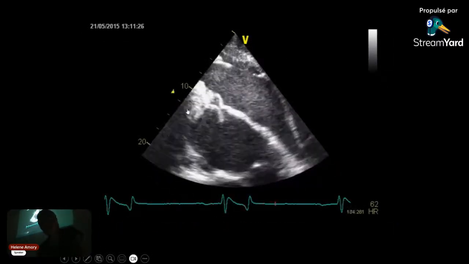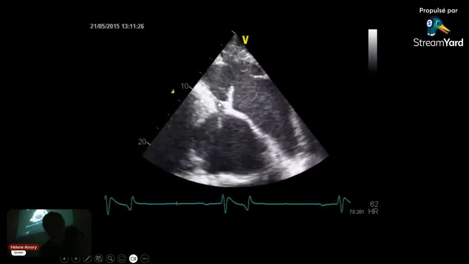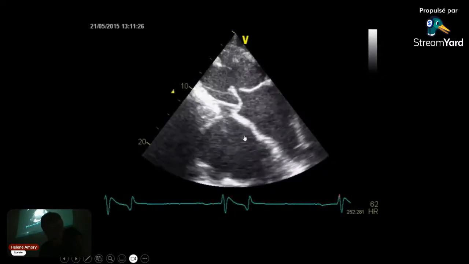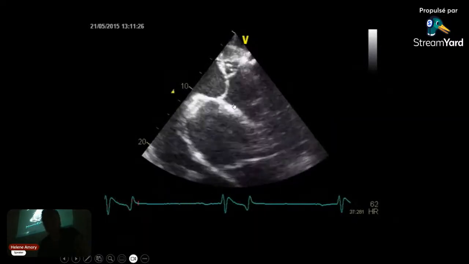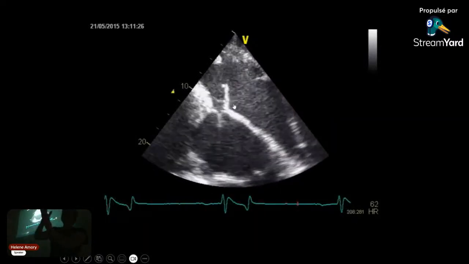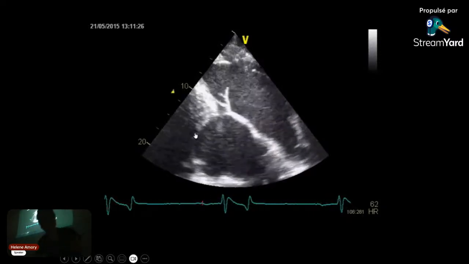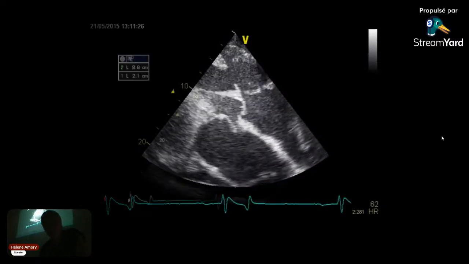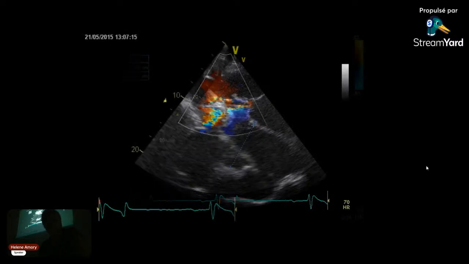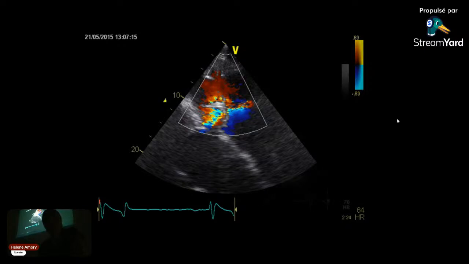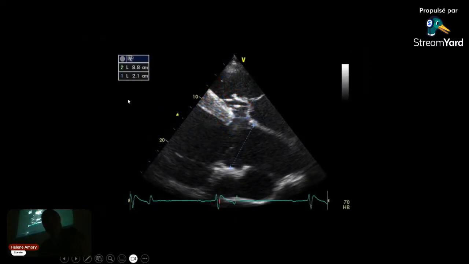Now, if we go to a closer view, you see that there's a very, very small hole here at the entry of the aorta, and you see this abnormal motion of the tricuspid valve pushed upwards during systole. But it's very, very small, in fact. If we stop the image, we can measure it, and it's 2.1 centimeters. We can compare to the diameter of the aorta. It's less than 1/3 of the diameter of the aorta.